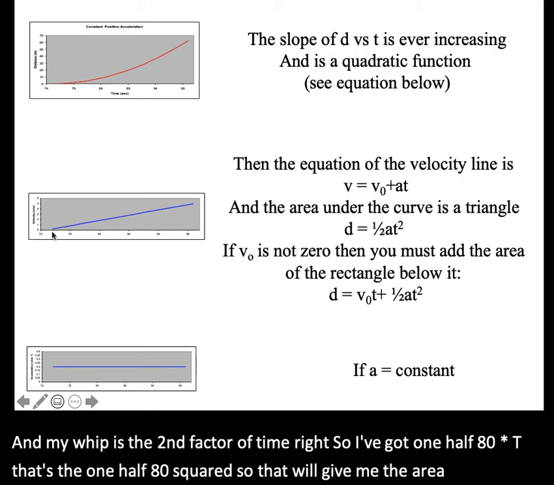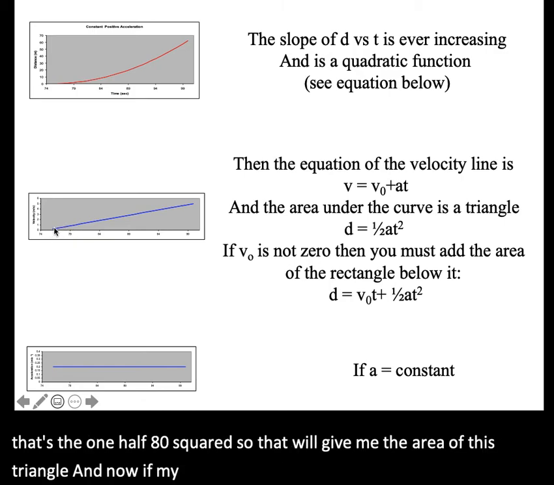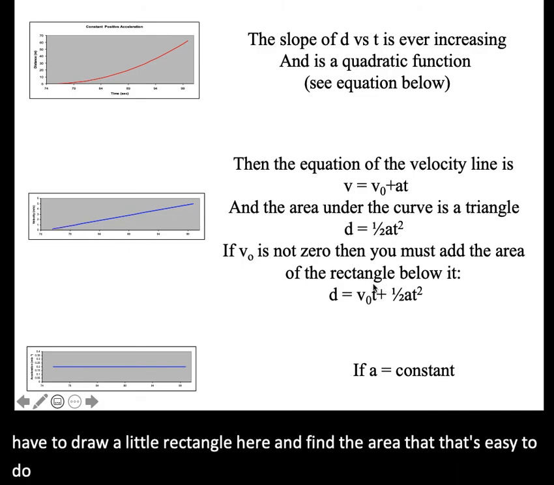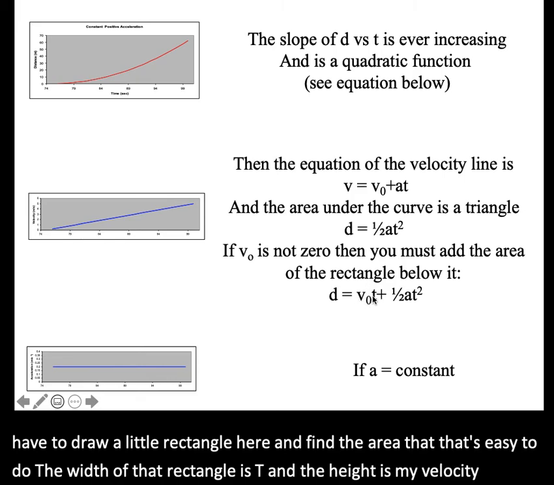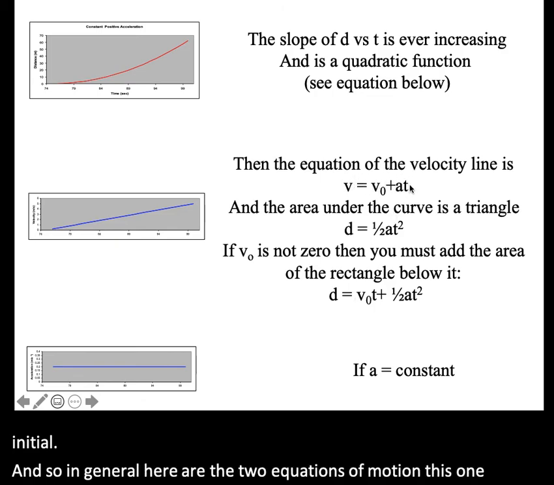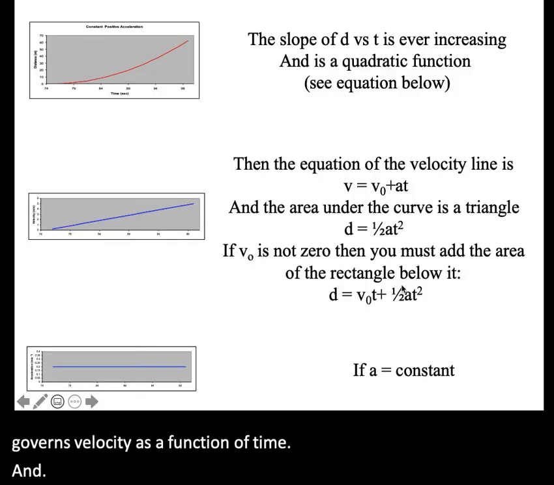And now if my starting velocity was not actually 0, then I'd actually have to draw a little rectangle here and find the area of that. That's easy to do. The width of that rectangle is t, and the height is my velocity initial. And so in general, here are the two equations of motion. This one governs velocity as a function of time, and the bottom one is displacement as a function of time.